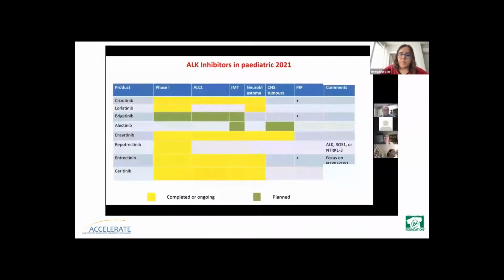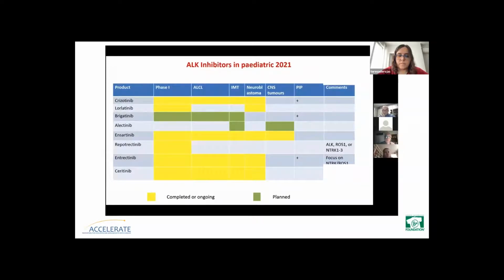You will see Professor Andy Pearson presenting the ALK inhibitors landscape and discussing the main issues that need to be solved for children and adolescents with cancer.